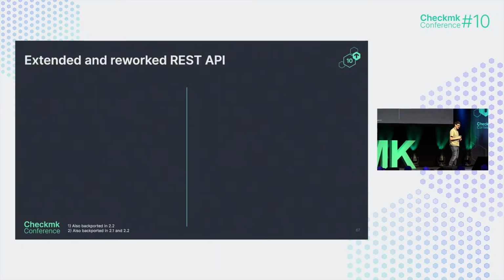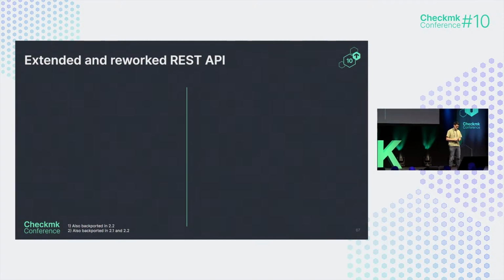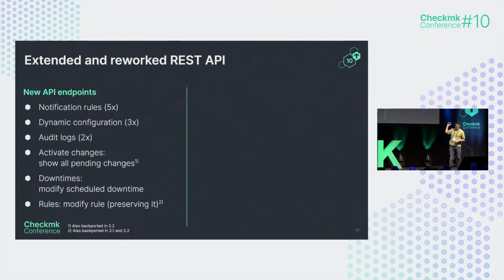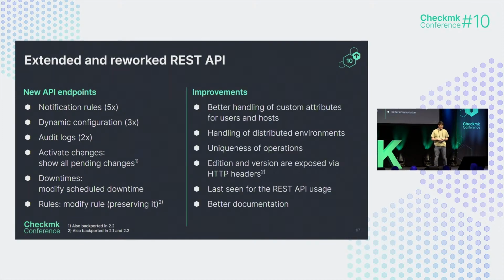We also worked on the REST API, of course, and I won't bore you with all the detailed endpoints which we added, just mentioning them here. For notification rules, you can now automate and create them via the REST API. Also, the dynamic configuration is configurable via the REST API now. You can retrieve and archive audit logs and a lot of other things. We also improved a lot of stuff around the REST API, for example, better handling of custom attributes and better handling of distributed environments.